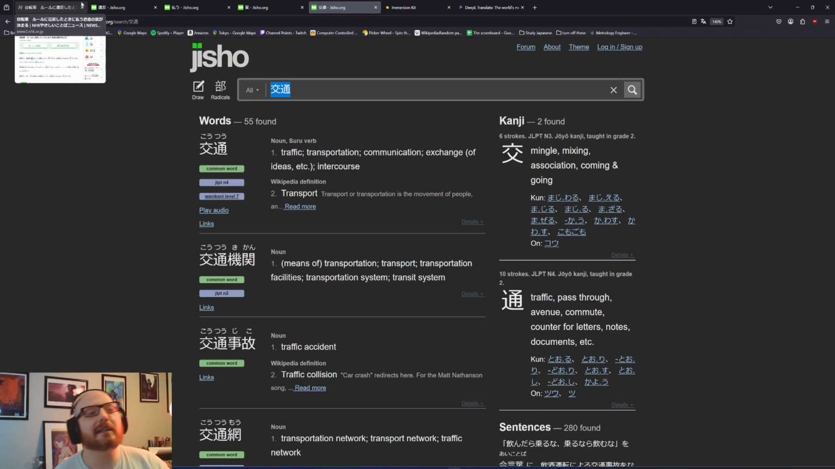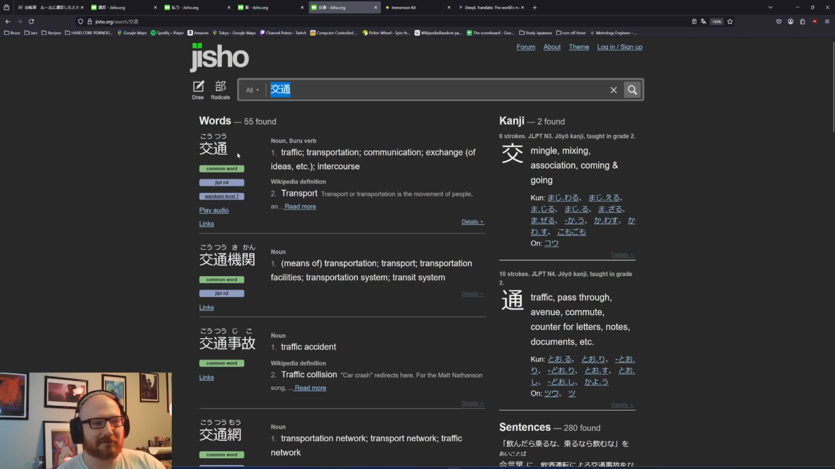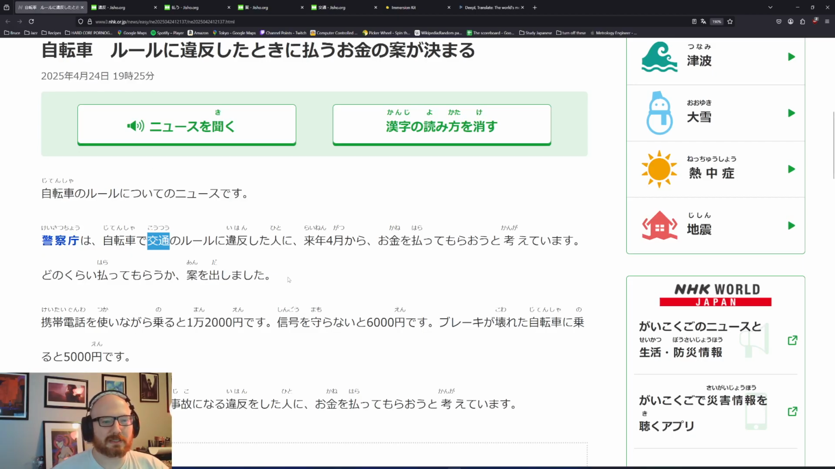Okay. It makes sense as soon as I read it because this first bit means to mingle and this second bit means to pass through or can mean traffic. Also can get used to just mean like a road occasionally. Like tori uses that. So tsu, traffic.